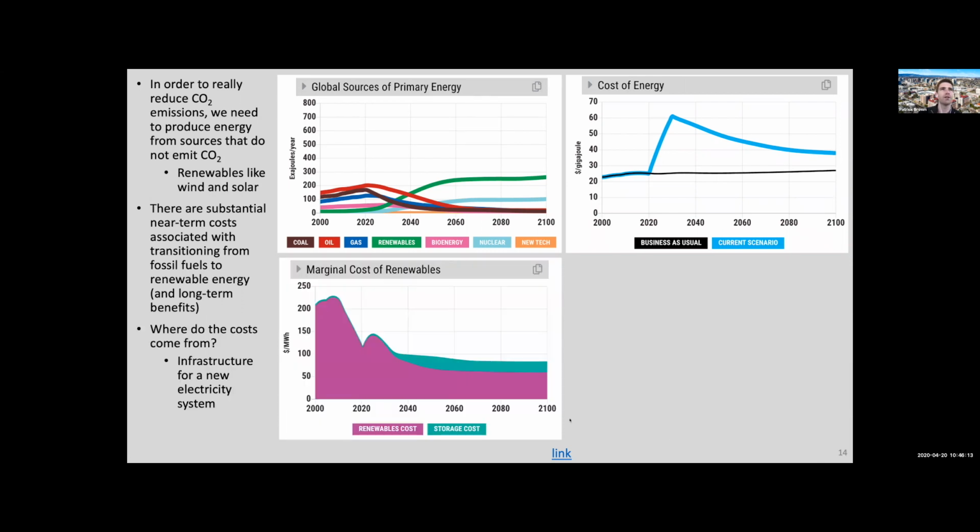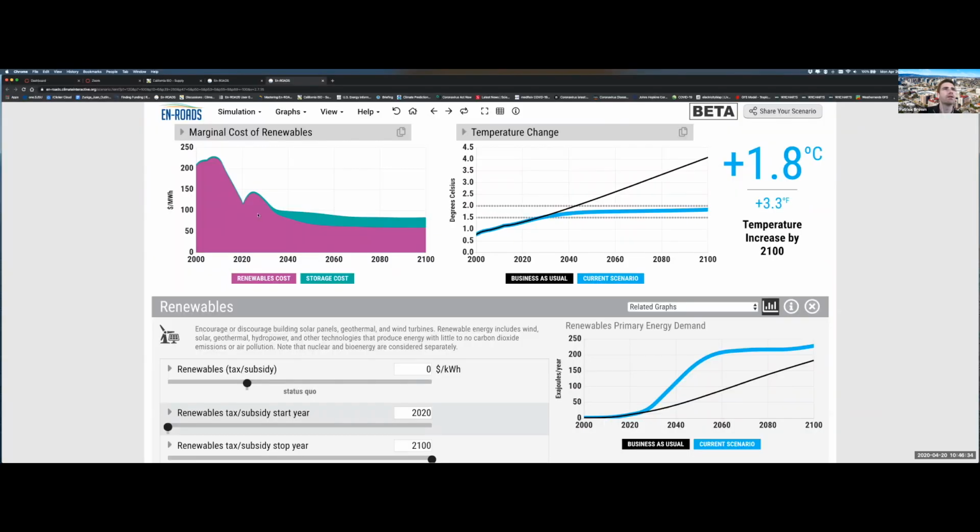So there's another thing that we can look at, the marginal cost of renewables. And so this shows us costs. This is dollars per megawatt hour, so dollars per unit of energy. And they have it split into the cost of renewables themselves and then storage costs. So that's interesting. That's kind of giving us a clue, like, okay, so it probably costs something to actually build all of these wind and solar farms. So that would be this purple area here. And then storage costs also comes on there.